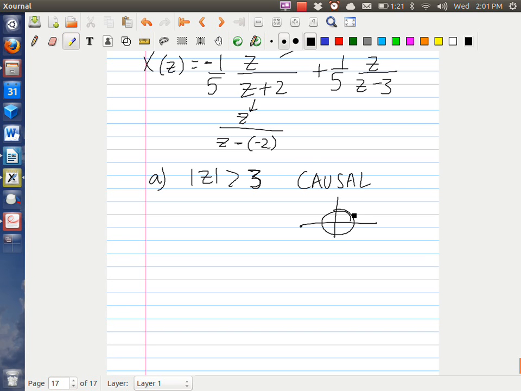Remember, an ROC going outwards, outside of a circle, that's causal. So the causal solutions for both of these would be, that's the constant, negative 2 to the n u of n plus 1/5, then it's 3 to the n u of n. So that's for this particular ROC.